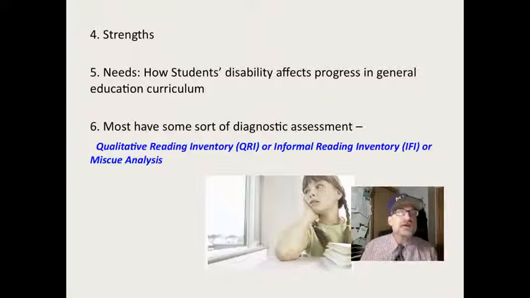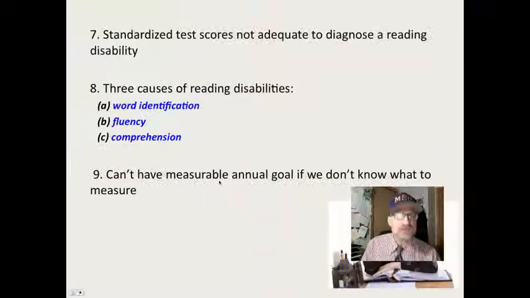Also on the IEP, we need to identify students' strengths, what the student can do so we can build on that, and needs, showing how the disability affects involvement in a gen ed curriculum and how it affects their progress. However, and this is lacking on most of the IEPs that I see at the Capstone Literacy Center, must have some sort of diagnostic assessment, like the qualitative reading inventory or an informal reading inventory or MSQ analysis of some sort. Simply giving standardized test scores is not adequate to diagnose a reading disability.